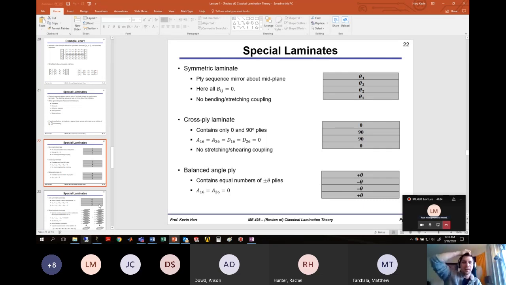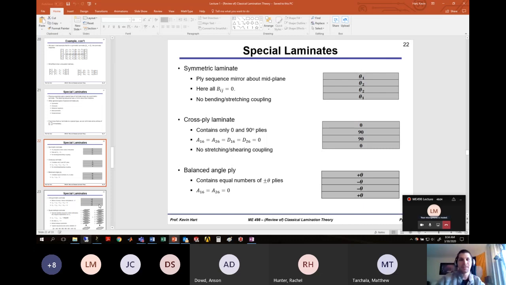If you have a symmetric laminate, all Bij is equal to 0, and so we don't have any bending, stretching coupling. What I mean by that is if I pull on it, there's no curvature, and if I apply a bending moment, there's no longitudinal strain. That's the first type of special laminate, and it is a very common type for people to manufacture. Now, the laminate that we made in class was not symmetric. We had a 0, 5, 95 laminate. That ain't symmetric. I purposefully picked that stacking sequence because crazy things happen when you don't have a symmetric stack.